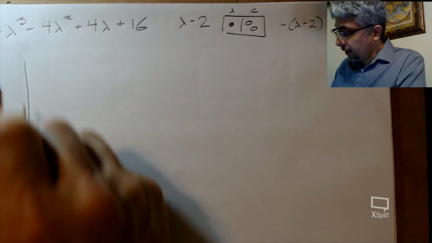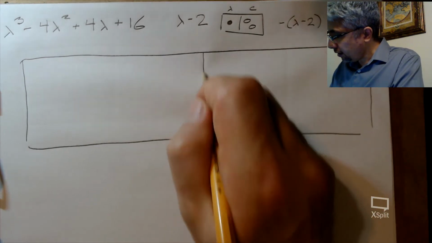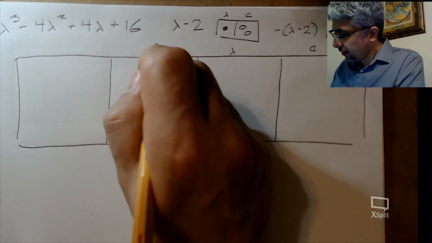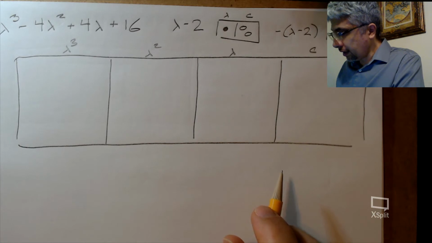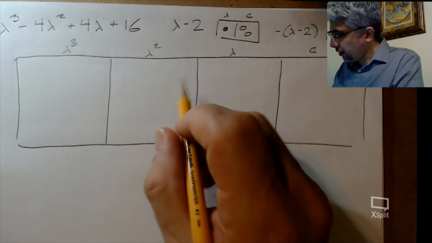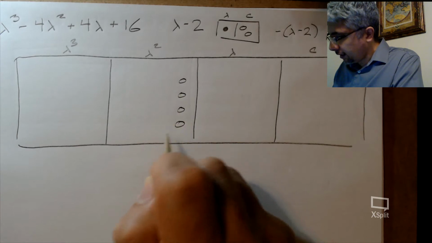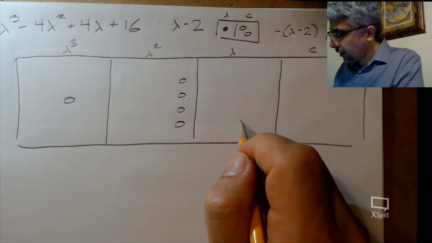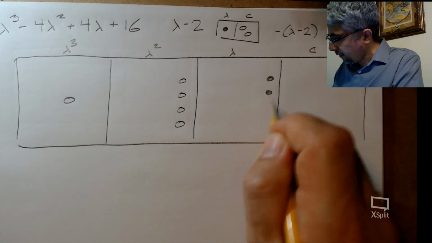And I'm going to make a big thing for this so we have lots of room to work. 4 boxes. This is for the constants, the lambda squareds, and the lambda cubes. And for example, since I have 4 here, I could do -4 as dot, dot, dot, dot, and then I'll do a dot here, and then I have a plus 4, so I'll do a dot, dot, dot, dot.